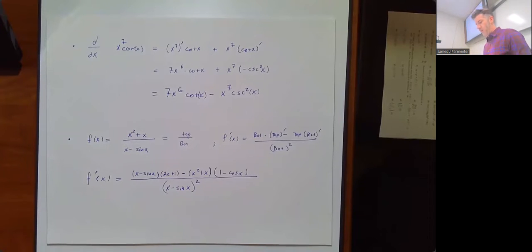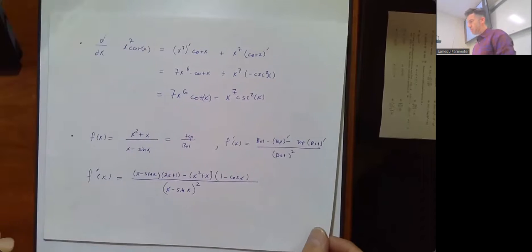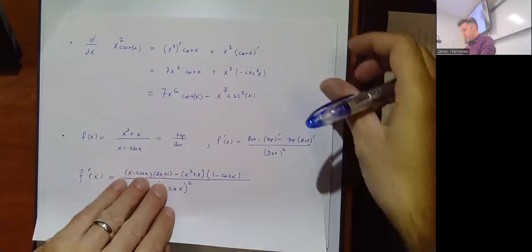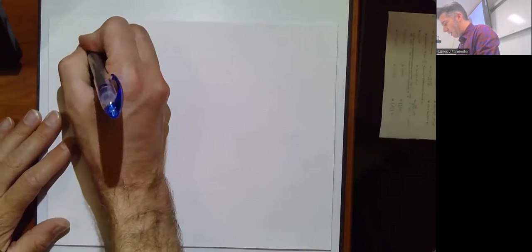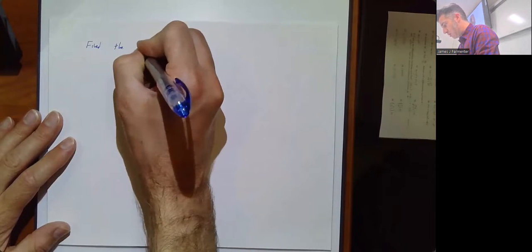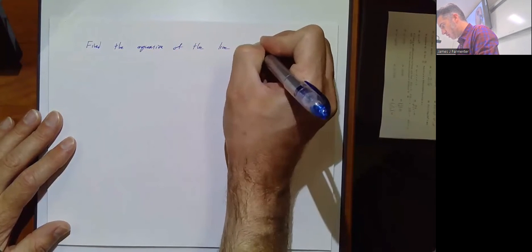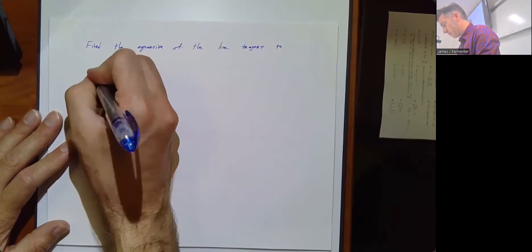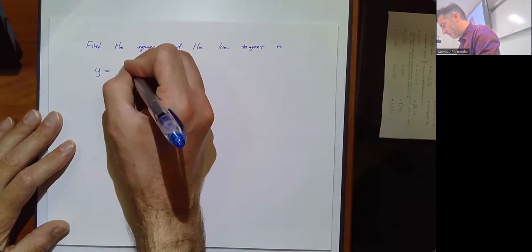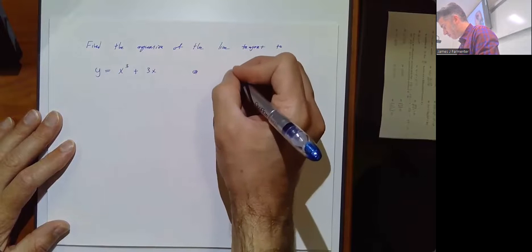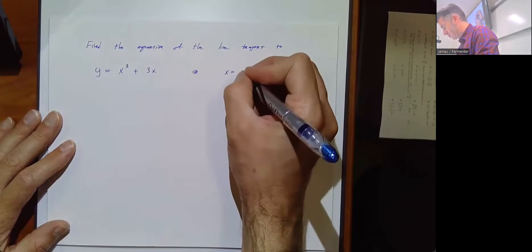Let's talk about a couple other things from 16A that will come up in this class. So what if I said, I want you to find the equation of the line tangent to, let's make it not terrible to start off with, y equal to x cubed plus 3x at x equal to 1.